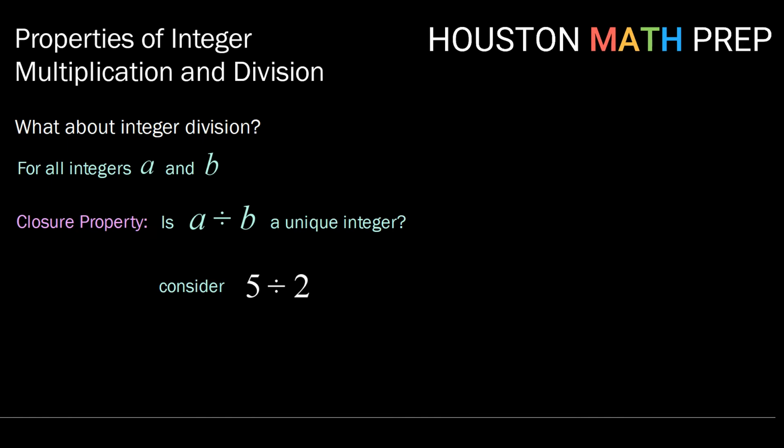Any two integers here. How about 5 divided by 2? Well, since there is no positive or negative whole number or counting number here that is the answer to 5 divided by 2, then integer division is not closed. There are some division problems that do not result in an integer.